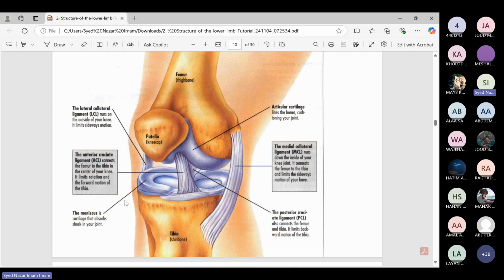What are the ligaments here? It's a synovial hinge joint. So we have a capsule here, and some ligaments are inside the capsule and some ligaments are outside the capsule. So we divide these ligaments as extracapsular ligaments and intracapsular ligaments. So what are the extracapsular ligaments? We have one ligament on the medial side, one ligament on the lateral side. So there is a joint in the center and two ligaments on the side. These are called collateral ligaments, the medial collateral and the lateral collateral ligament.